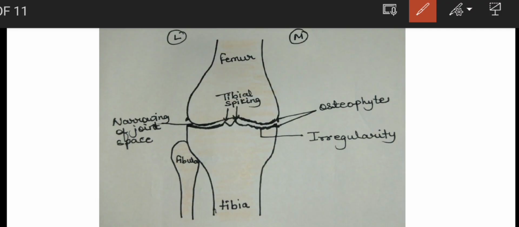You can see over here that there is a reduction of the joint space within the articulating cartilage. There will be reduction of the joint space, and along with this there will also be irregularities seen. Small osteophytes develop within the joint, and there will be narrowing of the space.